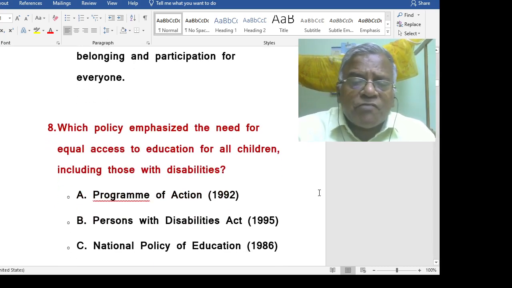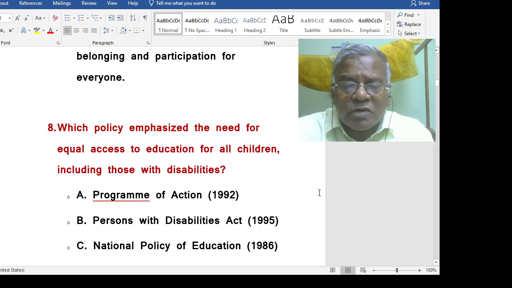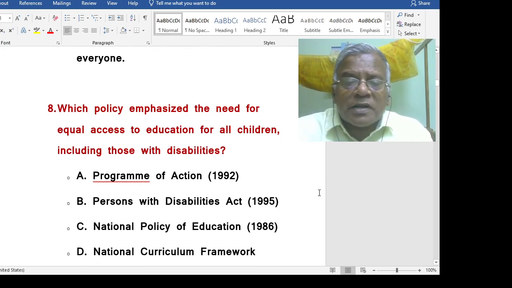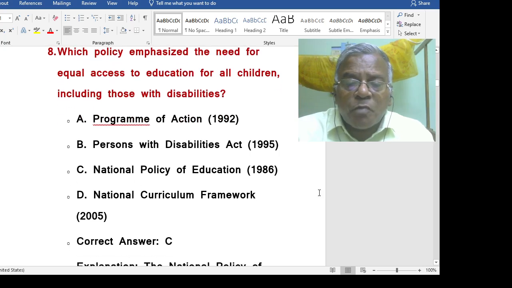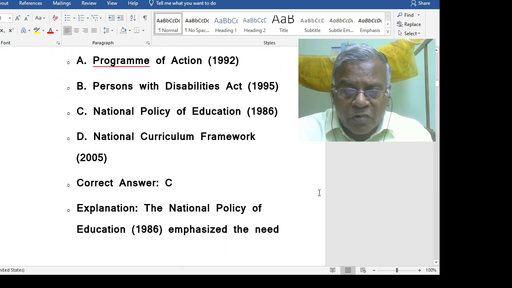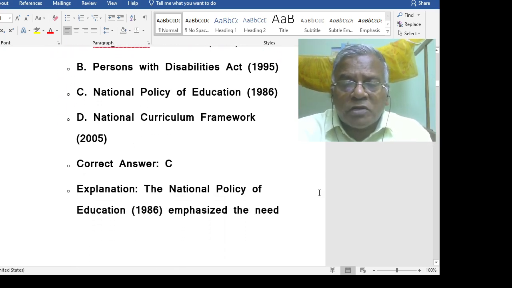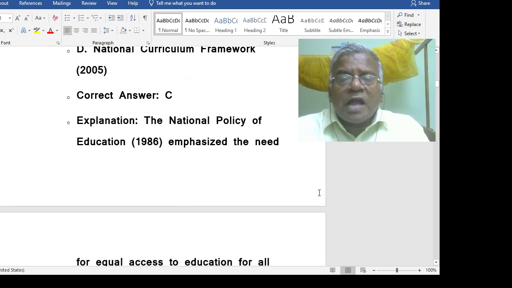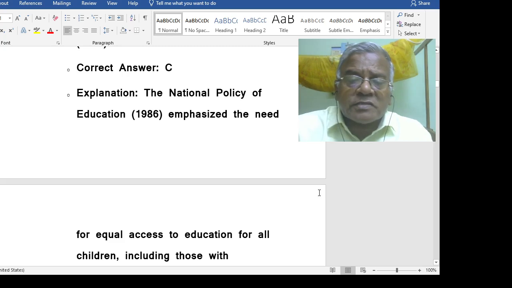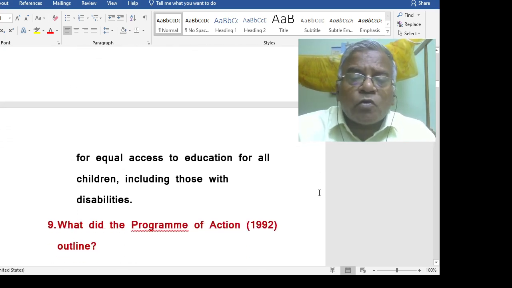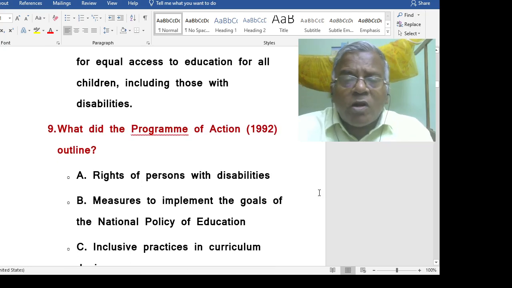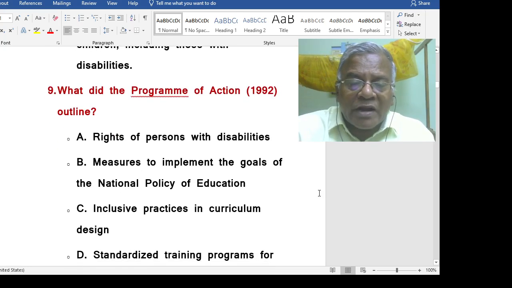Which policy emphasizes the need for equal access to education for all children, including those with disabilities? Program of Action, Persons with Disabilities Act, National Policy of Education, National Curriculum Framework. That is C, National Policy of Education 1986. The National Policy of Education 1986 emphasized the need for equal access to education for all children, including those with disabilities.